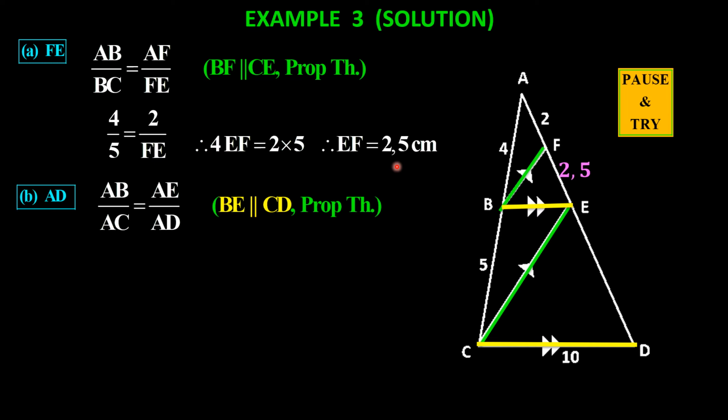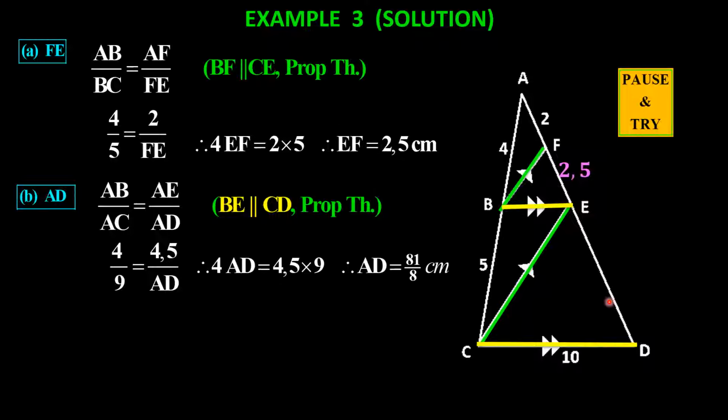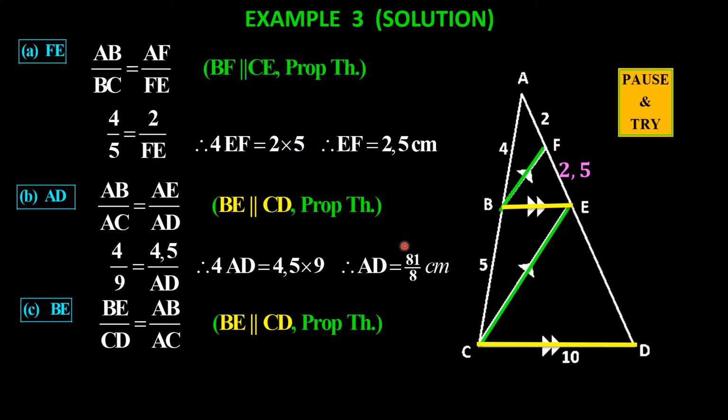Let's look at the second question. AD. If I look at AD, there's AD. That means I must have used the yellow. So I'll use CD with BE. So I've got AB over AC, and that's AE over AD. Let's substitute. AB is 4 parts, AC is 5 parts, AE is 2 plus 2,5 is 4,5 over AD. Again, simply just cross multiply, and we calculate AD. So AD is 81 over 8. Don't round off, just keep it.